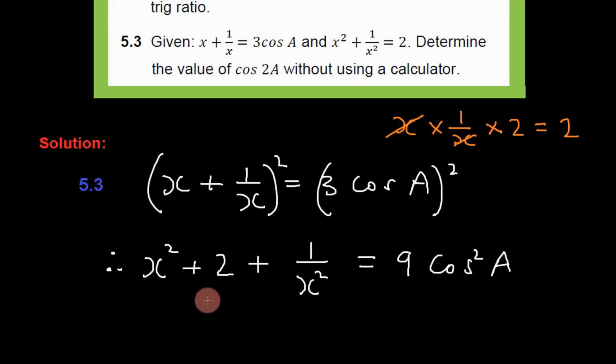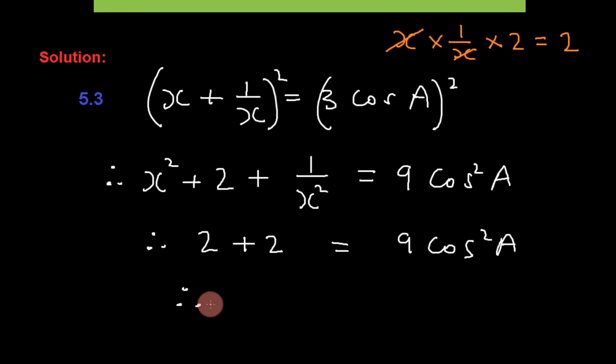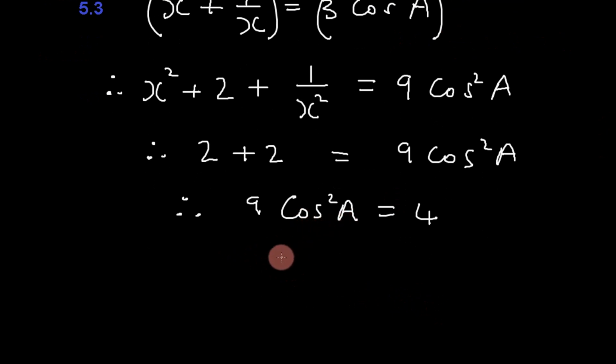So if you look carefully at the left-hand side, we have x squared plus 1 over x squared, which we know is equal to 2. So then the left-hand side will be 2 plus 2. So x squared plus 1 over x squared is 2, and then we're adding this 2. So rearranging this equation, 2 plus 2 of course is 4. And we now have a value for cos squared a when we divide the 9 into the right-hand side.